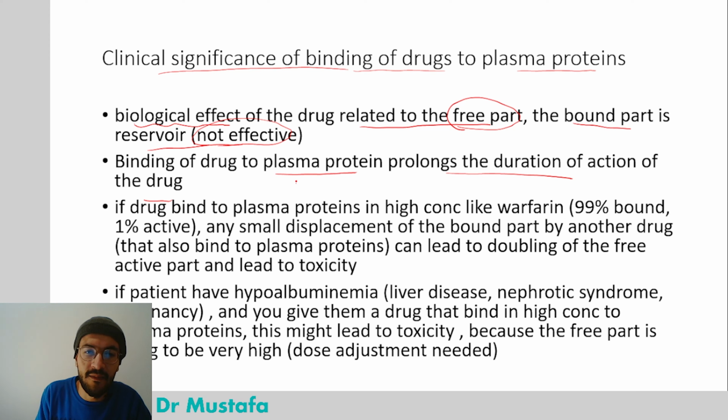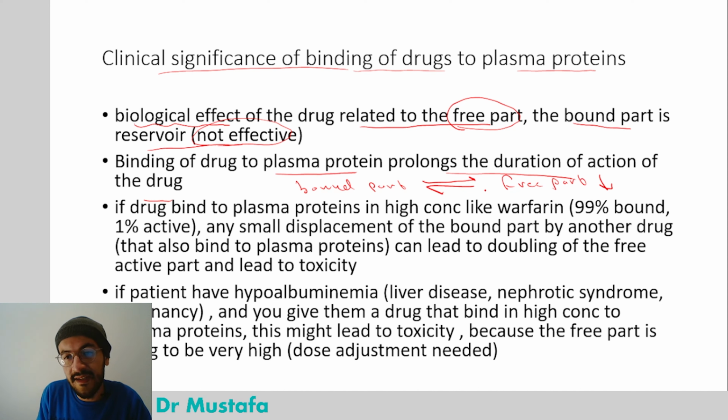So we have a bound part and we have the free part. The more the free part decreases, the bound part would dissociate into supplying the free part. If the drug binds to plasma proteins in high concentration, like warfarin, if the warfarin is 99% bound, the 1% is active. Any small displacement of the bound part by another drug that also binds to plasma proteins can lead to doubling of the free part and lead to toxicity.